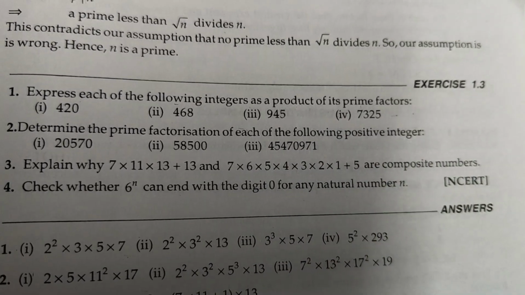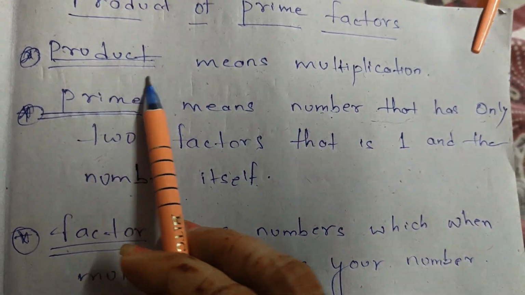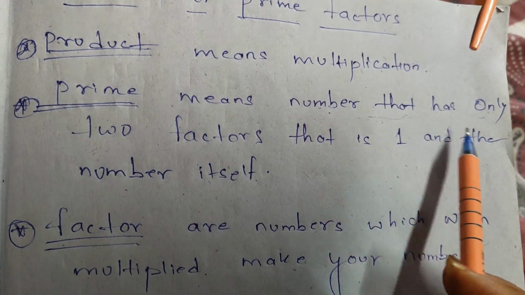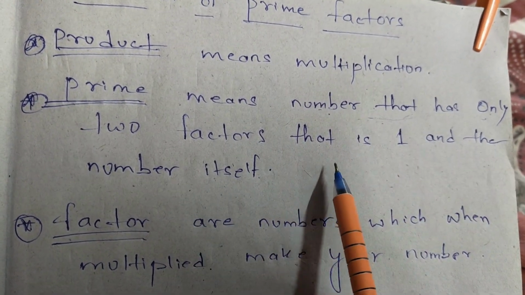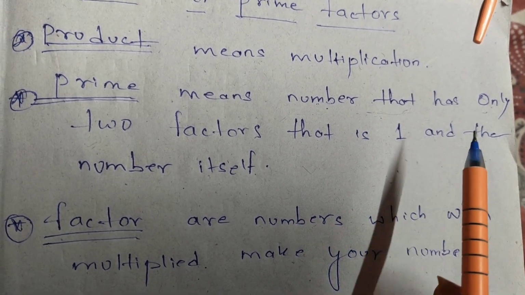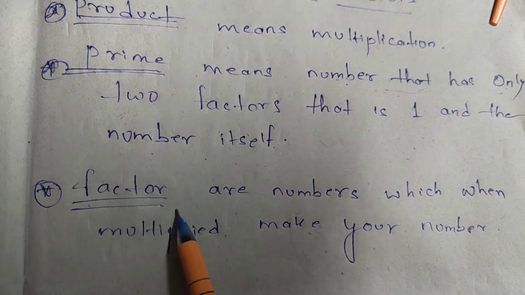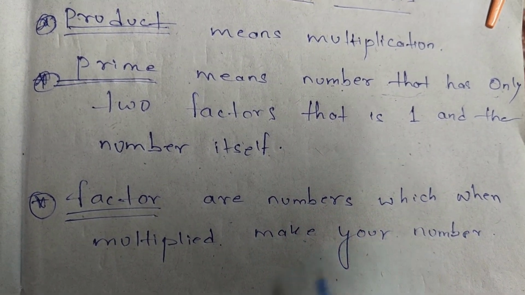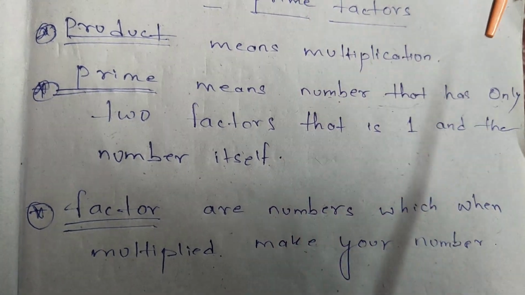So let's understand this. Product of prime factors. Here product means multiplication, prime means a number that has only two factors, that is 1 and the number itself, like 2, 3, 5, 7, 11. All these are our prime numbers that have only two factors, 1 and itself. Now move to factor. Factors are numbers which when multiplied make your number. Okay, I hope you have understood till here. Let's do the sums.